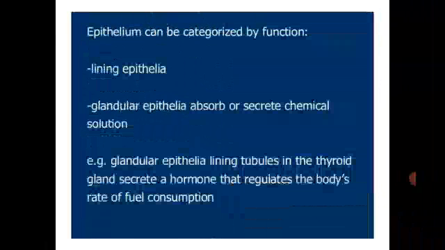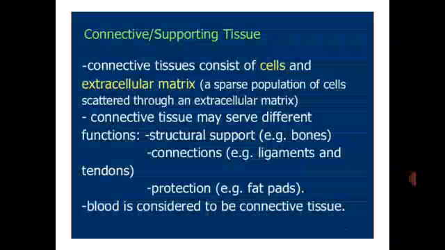Epithelium can be organized by function: lining epithelium, and glandular epithelium, which absorbs or secretes chemical solutions. Glandular epithelial lining tubules are present in the thyroid gland that secrete a hormone that regulates the body's rate of fuel consumption. And the next is connective tissues.